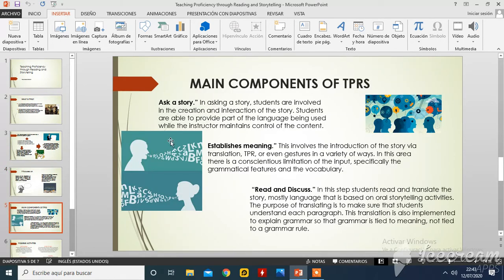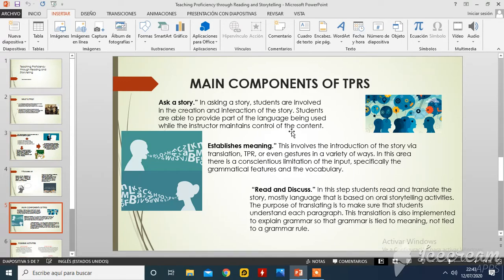The main components of TPRS. The first one is Ask a Story. In this case, students are involved in the creation and interaction of the story. Students are able to provide part of the language being used while the instructor maintains control of the content.